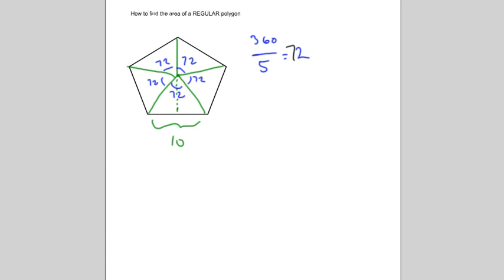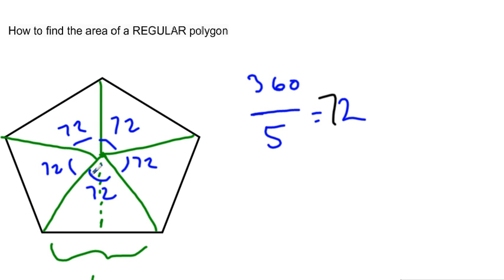Now, let me zoom in a touch. This is 72 for the whole thing. That still doesn't help me figure out the height. But if you look closely, you'll recognize that right here is a right triangle.